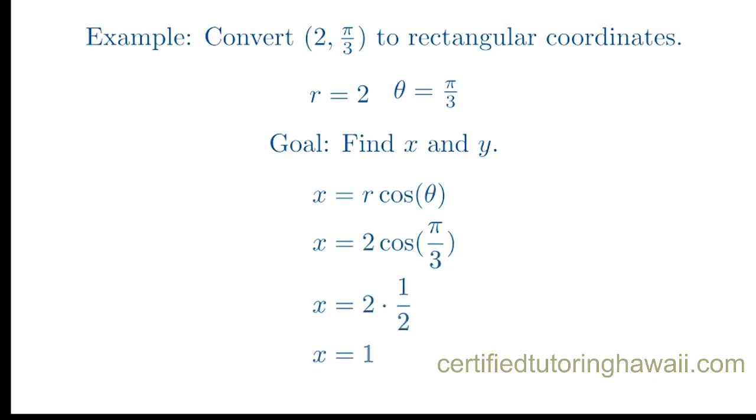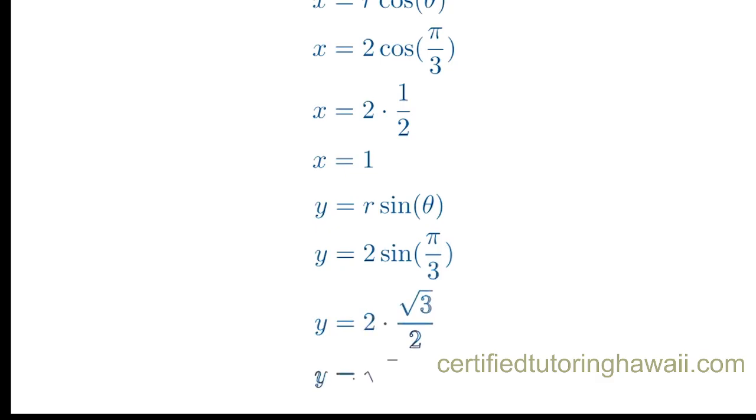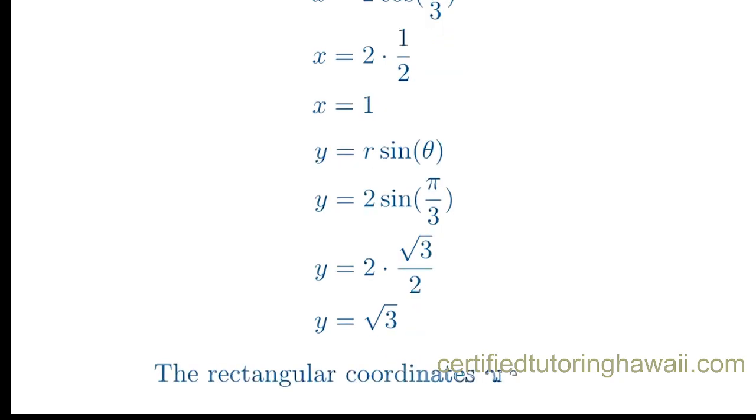The x-coordinate is 1. Next, let's find y. We use the formula y equals r sine theta. Plugging in our values, we get y equals 2 times sine pi/3. The sine of pi over 3 is the square root of 3 over 2. So, y equals 2 times the square root of 3 over 2. The 2's cancel out, leaving us with y equals the square root of 3. The y-coordinate is the square root of 3. Therefore, the rectangular coordinates that correspond to the polar point (2, pi/3) are (1, square root of 3). So we have successfully converted from polar to rectangular coordinates, using our formulas.